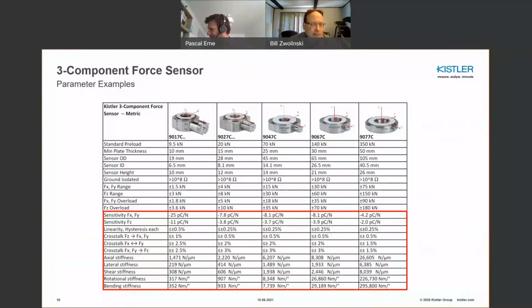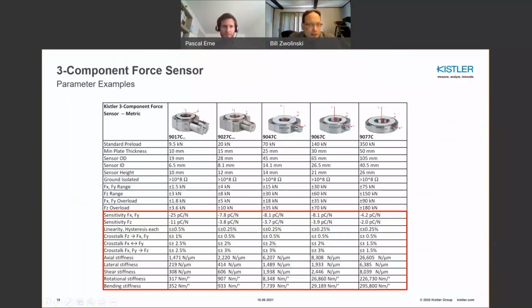Crosstalk: any device measuring multiple components doesn't have the ability to perfectly measure every orthogonal axis, so you're going to have some crosstalk. How well a manufacturer can minimize that is often very critical to the application. Understanding the stiffnesses is also very critical. You can see here, from small sensors of about 10 millimeters, 19 millimeters OD, on up to 105 millimeters OD, that the stiffness can vary by a factor of 25 to 30, which is huge when you're looking at achieving certain frequency responses.